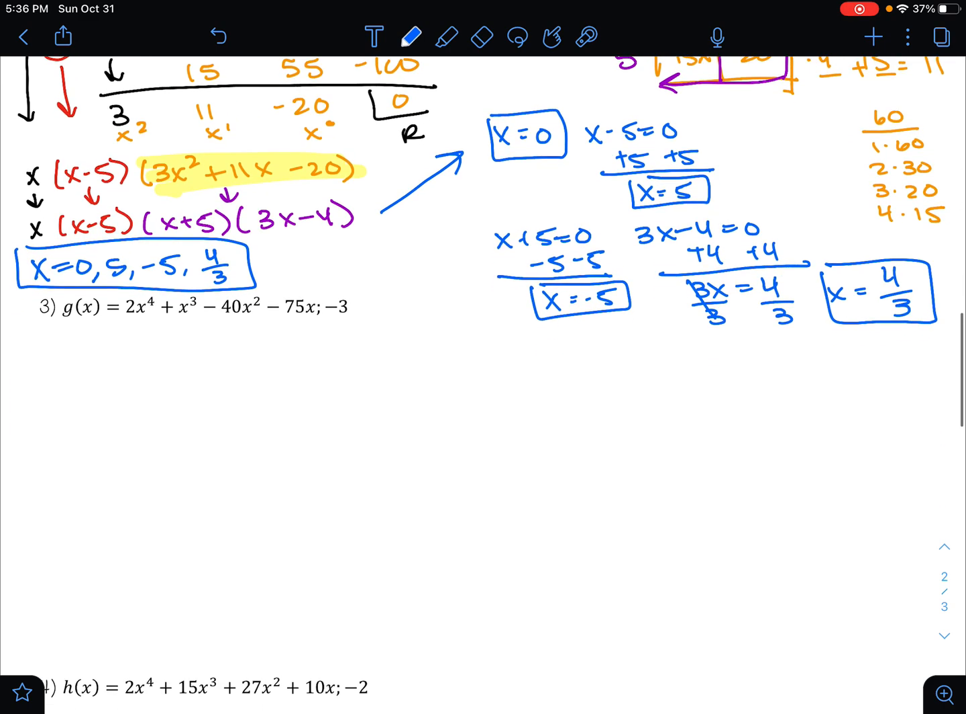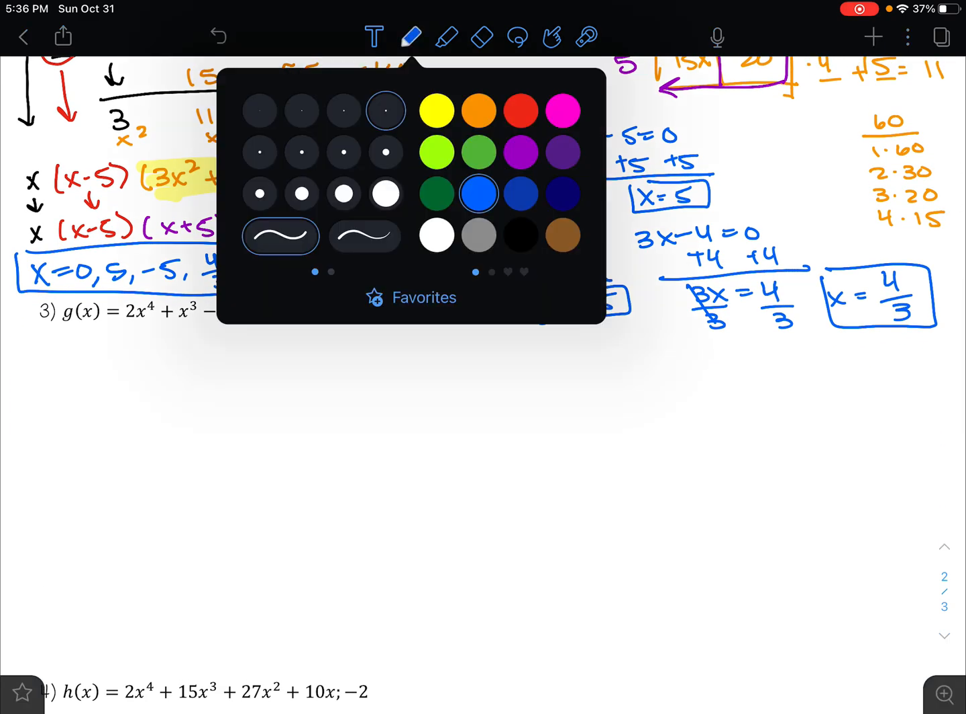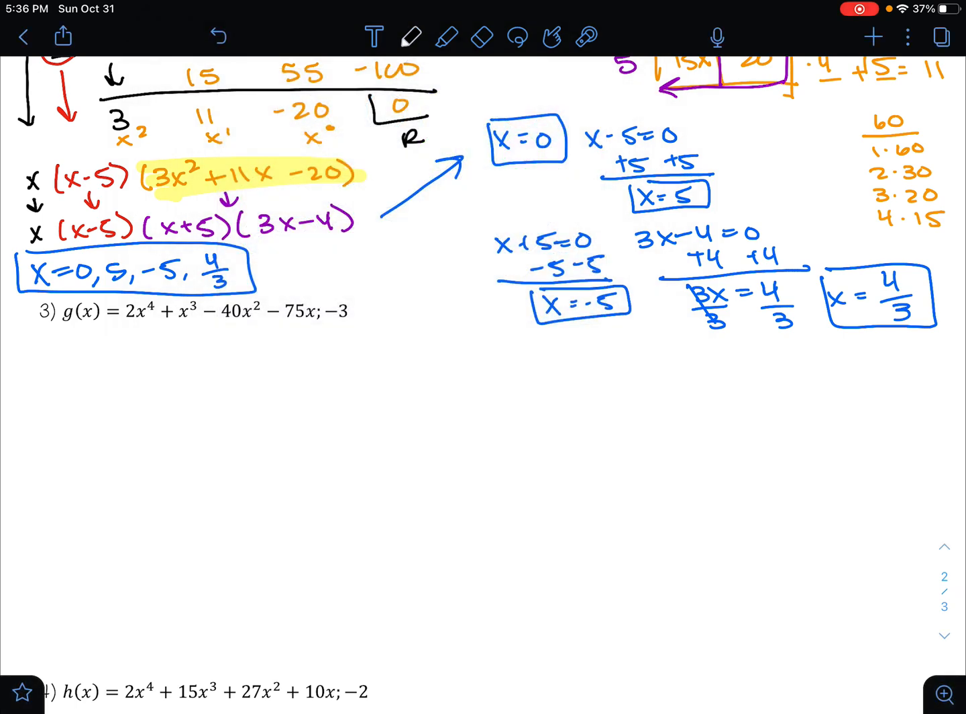So on example 3, I want to solve for x, and they give us a 0 of negative 3. My function is g of x equals 2x to the 4th plus x cubed minus 40x squared minus 75x. We always want to look for greatest common factor first. Here my GCF is x. So I'm going to have g of x equals x times 2x cubed plus x squared minus 40x minus 75.